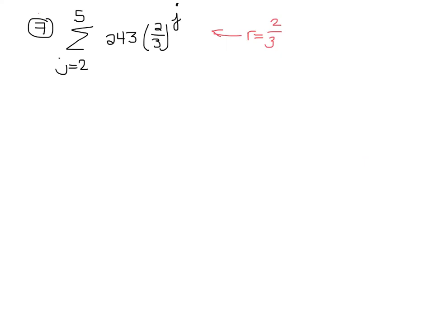Well, be careful. I am not finding a sub 1. I am truly finding a sub 2. That is my first term here. So a sub 2 will equal our 243 times the quantity of 2/3 to the second. A sub 2 will equal 243 times 4/9, which reduces to a sub 2 equaling 108.